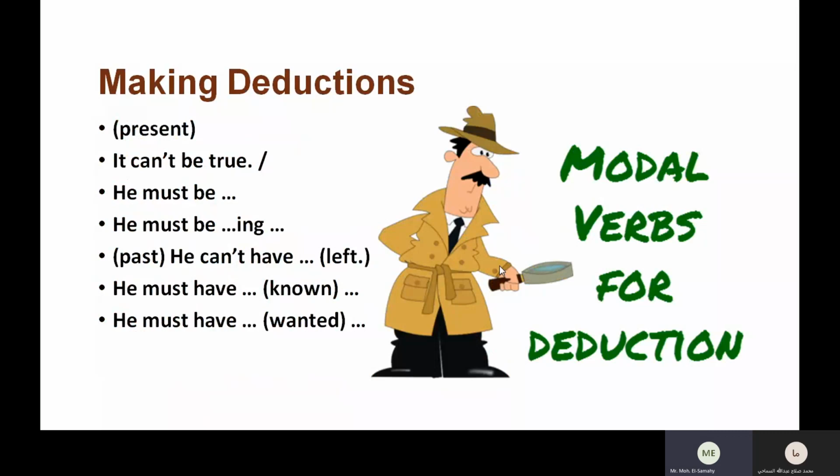Deductions can be in the present and in the past. When we make deductions in the present, we just use can't or must. It can't be true. As you see here, can't plus be. Be is the infinitive form of the verb to be. So when we talk about something in the present, we say it can't be. We can say he must be, or he must be plus verb plus ing.